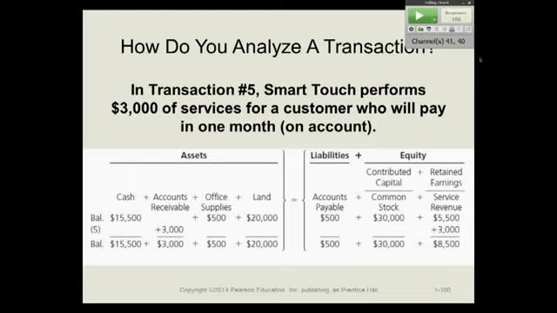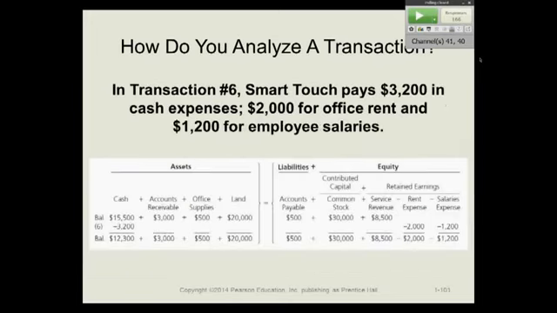All right, next, expenses. Transaction 6. They paid $3,200 in cash for rent, $2,000, and salaries rather for $1,200. Notice that again, this is coming in your retained earnings. So this is your income, right? You got service revenue $8,500. You got rent expense for $2,000, and you have salaries expense for $1,200.